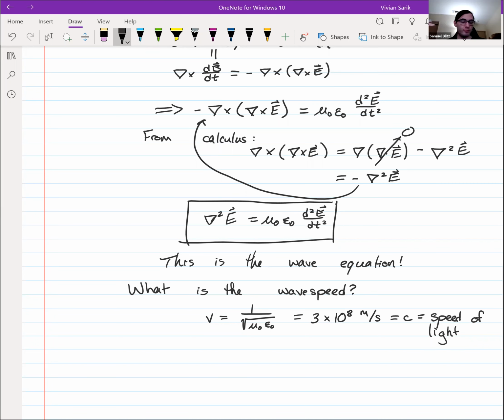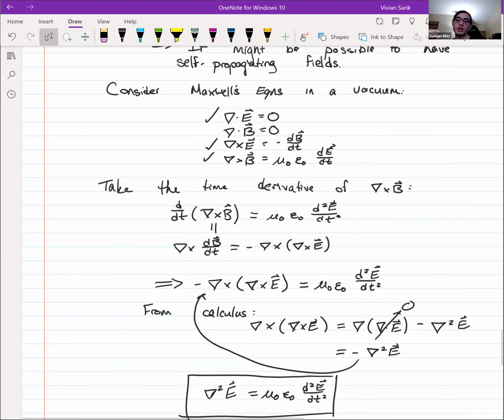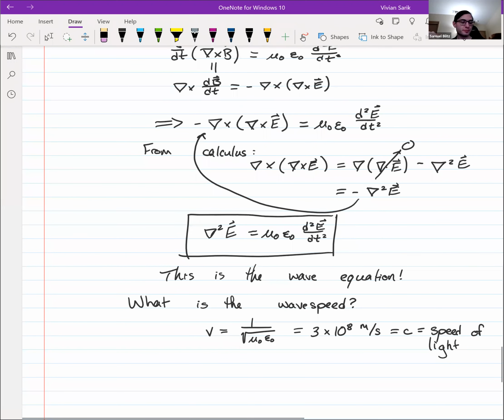And by the way, you can repeat an identical process to derive an identical equation for the magnetic field. You would just start with the curl of the electric field. You would write the curl of the electric field in terms of the rate of change of the magnetic field. You would also write it in terms of the curl of the magnetic field, and you would just do the same process, and you would end up with an identical equation with an identical wave speed.